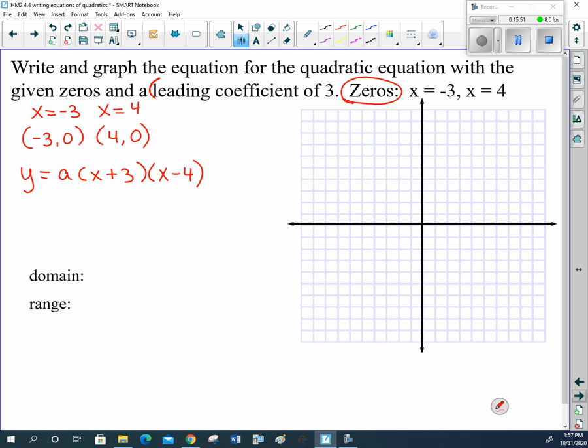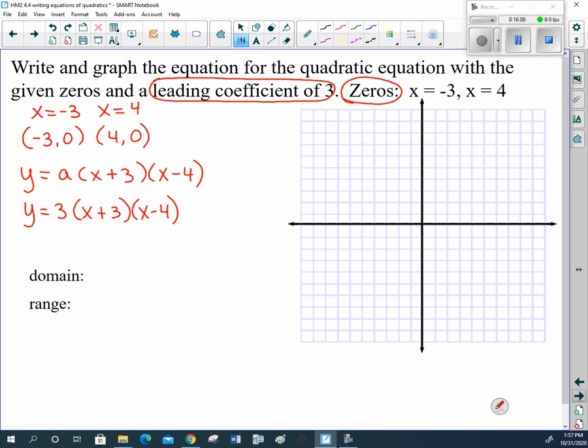They didn't give us the y-intercept this time. They gave us a different piece of information. They said the leading coefficient is 3. Well, remember, the leading coefficient is the number out in front. That's where your A would be. So this has got to be 3 times x plus 3 and x subtract 4.